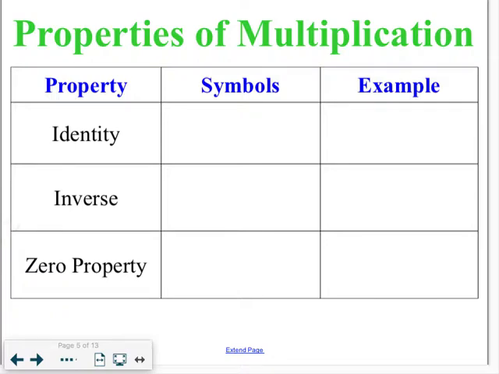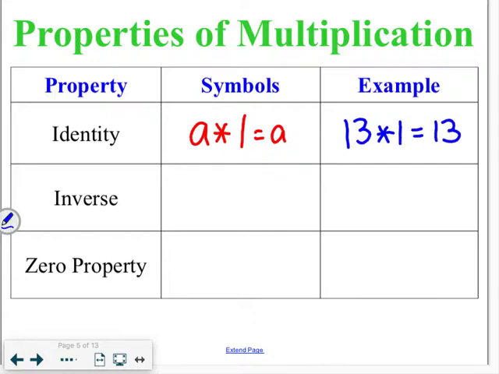Same kind of properties apply with multiplication. So we've got our identity. Again, we're trying to make the number not change. In this case, in order to multiply and get the identity, we need to multiply by 1, because we know that any number times 1 is equal to itself.